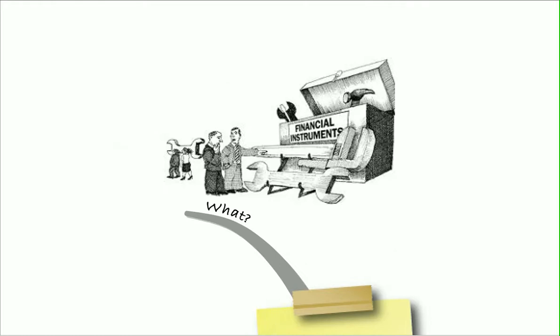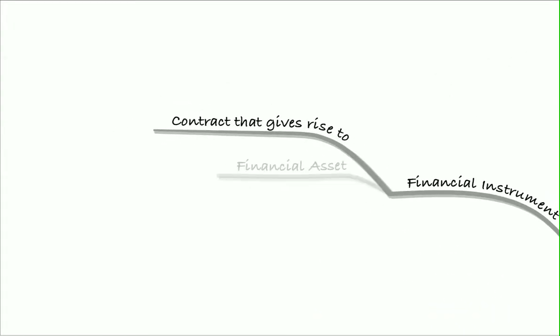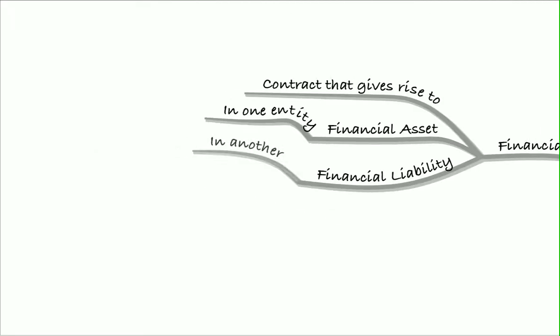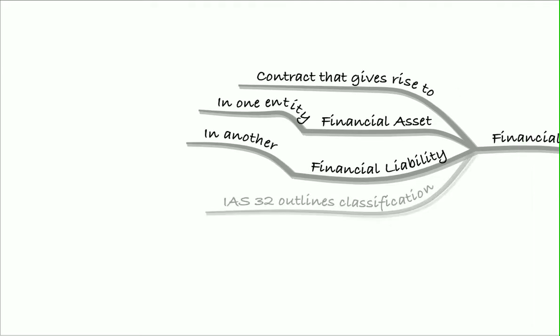So some definitions. First of all, a financial instrument was the contract that gives rise to a financial asset in one entity and a financial liability in another entity. So let's say some bonds that are issued by a company. Well, that's a liability to them because they've raised some debt. Another company may buy those bonds. Well, that will be an asset to them because they will get the interest and capital on those bonds. So that, simply spoken, is a financial instrument.